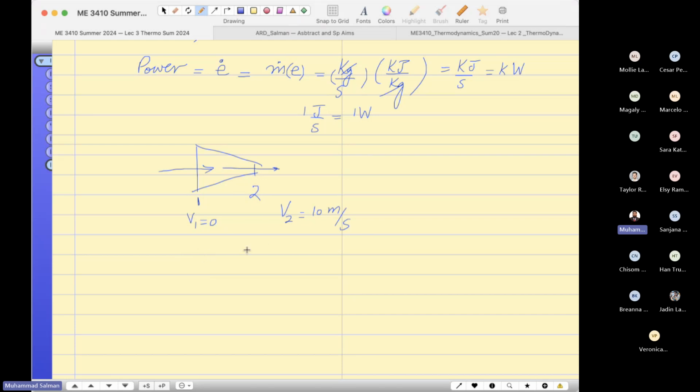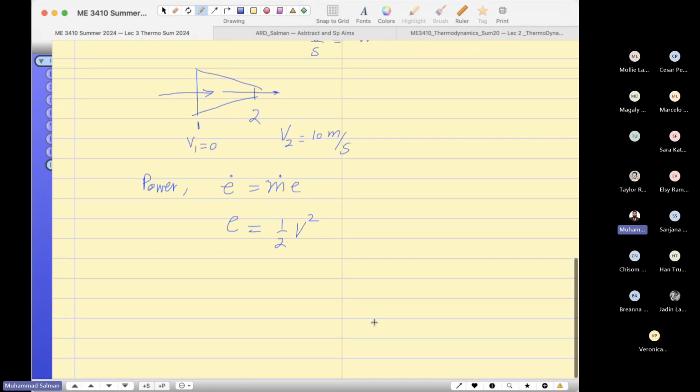So if I say, what is the power generated by this nozzle? You will start your problem by this formula. And in order to find out the mass flow rate, first of all, you find out the specific energy, half v square. Why am I not writing mass? Because this is a specific energy divided by mass.